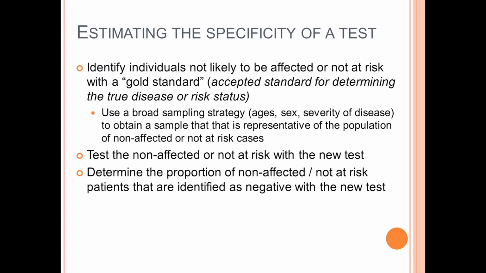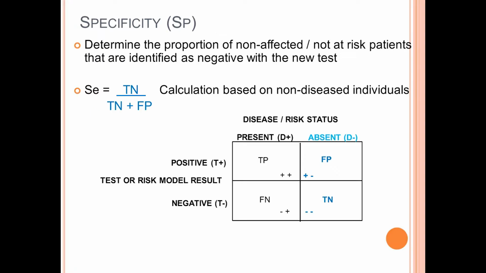Okay. And again, if you want to estimate the specificity of a test, you use the same process. Identifying people using the gold standard, using a broad sampling strategy, which is really, really important, testing the non-affected or the non-at-risk with the new test, and determining the proportion that are identified as negative with the new test. You plug it into the 2x2 table, and the calculation for specificity is now based on the non-diseased individuals, right? So it's the true negatives divided by the true negatives plus the false positives.